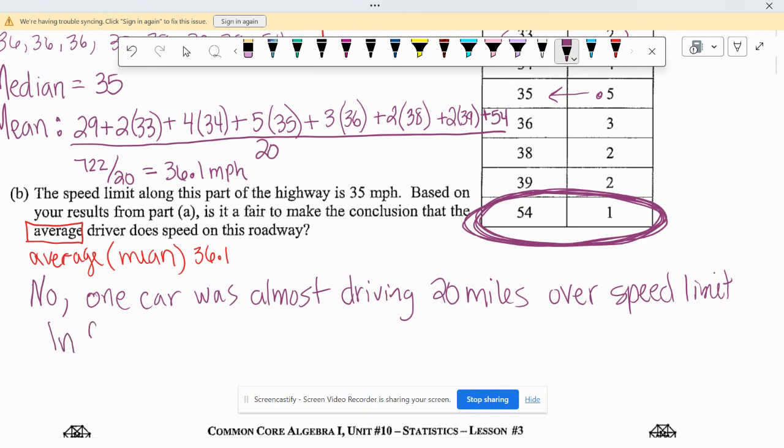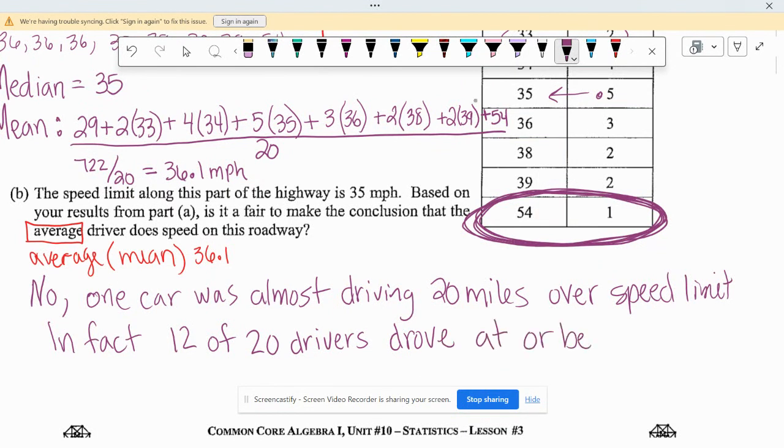In fact, 12 of the 20 drivers drove at or below the 35 mile per hour speed. 12 of the 20 drove at or below. So that brings us back to that. What is this called again? This 54 is a what? Yeah, it brings us back to this whole idea of outlier.